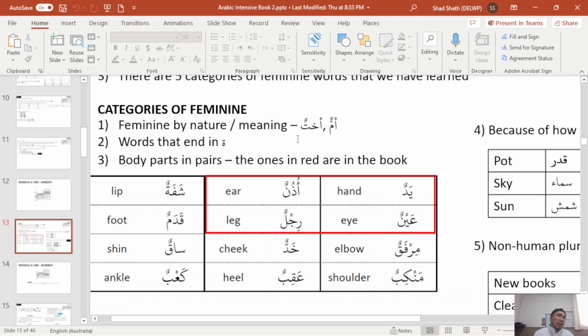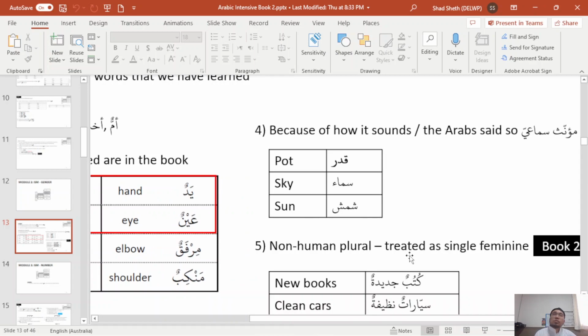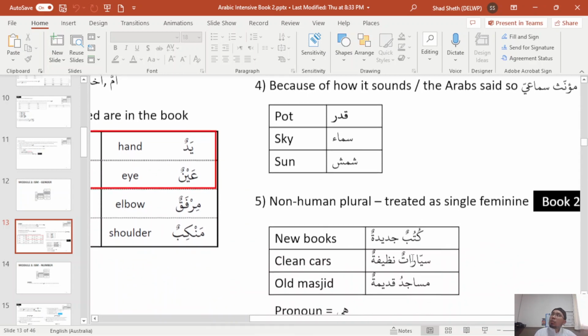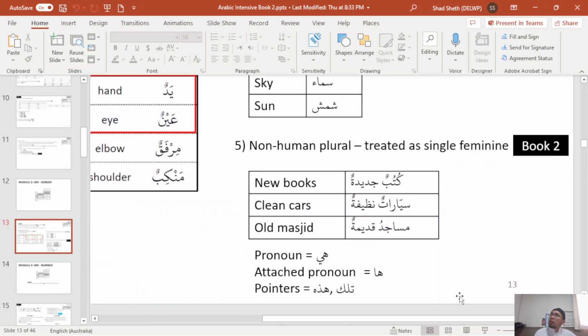Ears, legs, feminine. Then the other thing is because the Arabs said it's feminine, like qidrun, samaun, and shamsun. Now, another new thing in Book 2 is that non-human plural is always treated as single feminine. So any rule, any fragment rule that we have talked about, always remember that when you look at a word that is plural but ghairu aqil, which is non-intellect, like non-human, it's actually feminine.